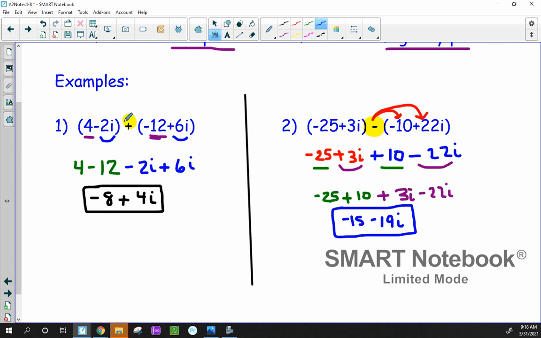Again, for addition, all I want you to do is write the real numbers together and the imaginary numbers together and give me an answer. On the subtraction, you need to make sure that you're changing the signs of everything in the second parentheses, everything behind the subtraction sign. Notice the minus 10 became positive and the positive 22i became negative. Please remember to do that, because if you forget that step, you'll miss all the subtraction problems.